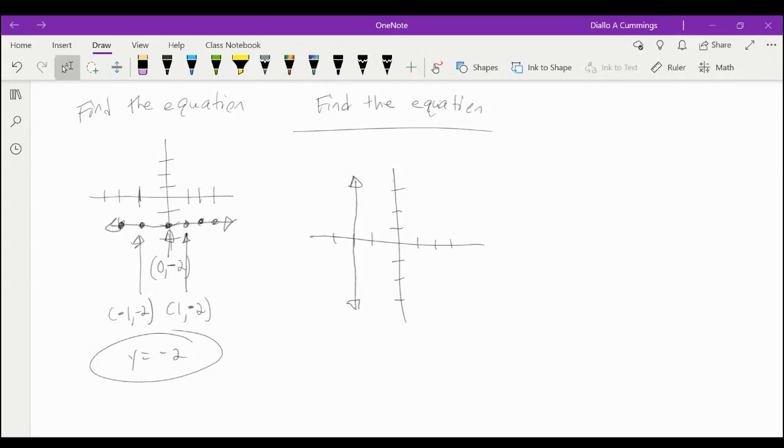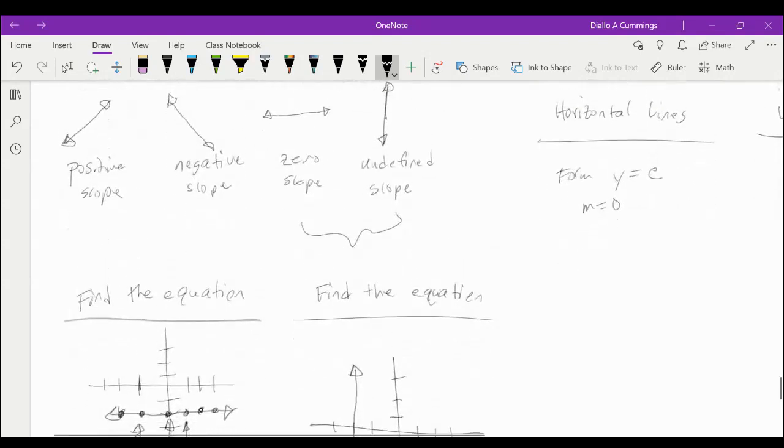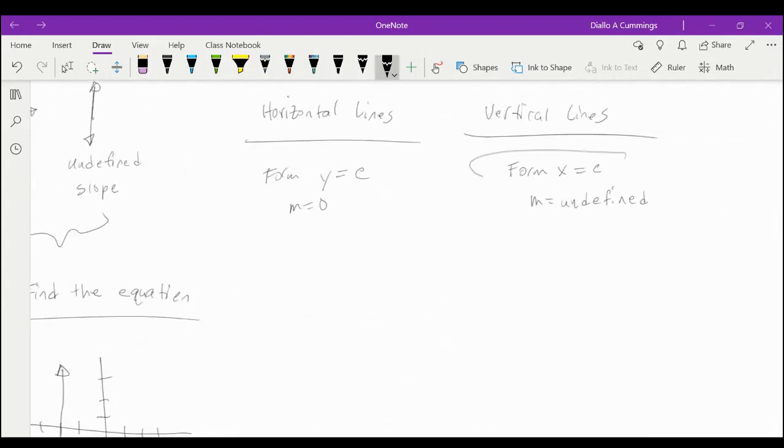Now in the homework, you're going to be asked to graph equations such as these, and you're also going to be asked to find the equation if you're given a graph. The horizontal and vertical lines are probably the easiest ones to find. Since this is a vertical line, I know it should be in the form x equal to c, right?